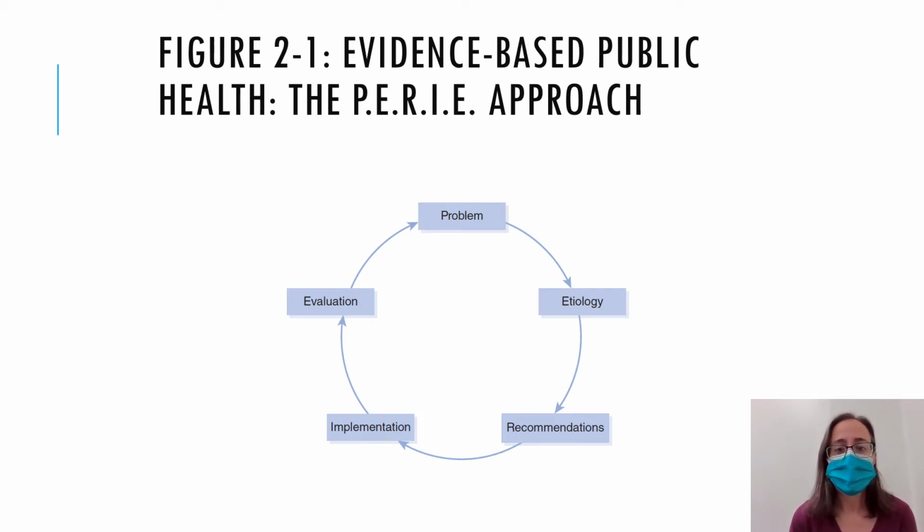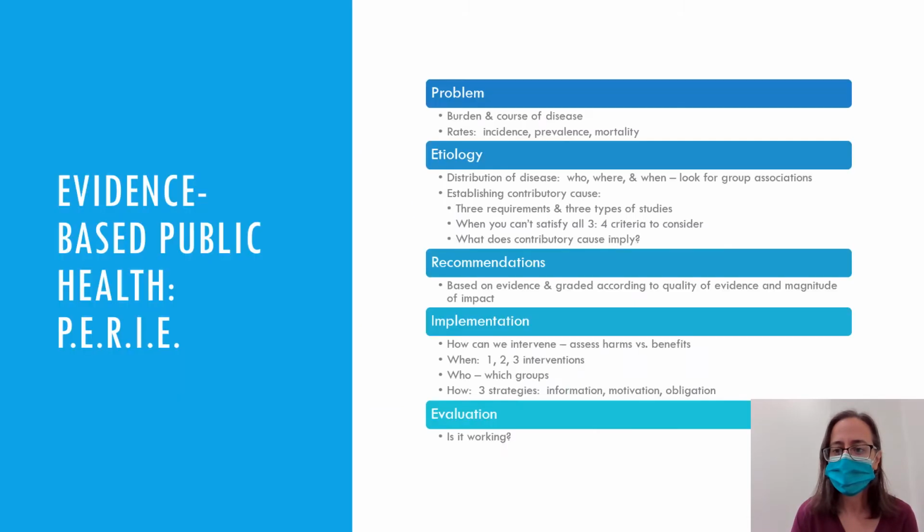So the 5 steps are identifying and characterizing the problem, figuring out the etiology, which is the cause of the problem, coming up with some evidence-based recommendations for what might improve or solve the problem, implementing those, and then evaluating them to see if it works. These are the steps within each one of those. We're going to go through those in the course of this lecture.